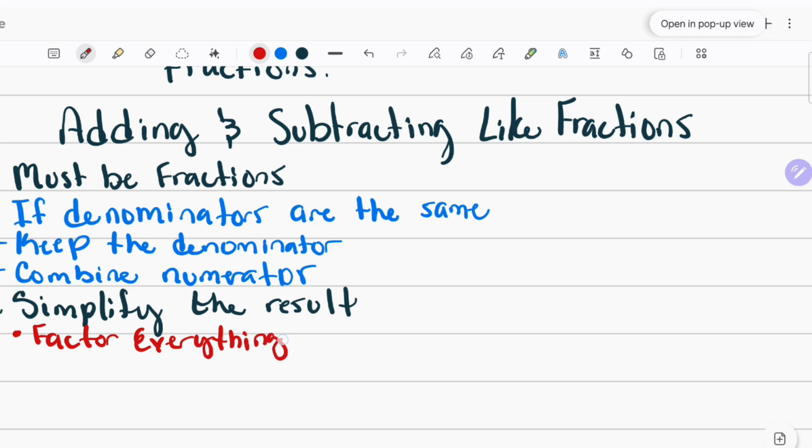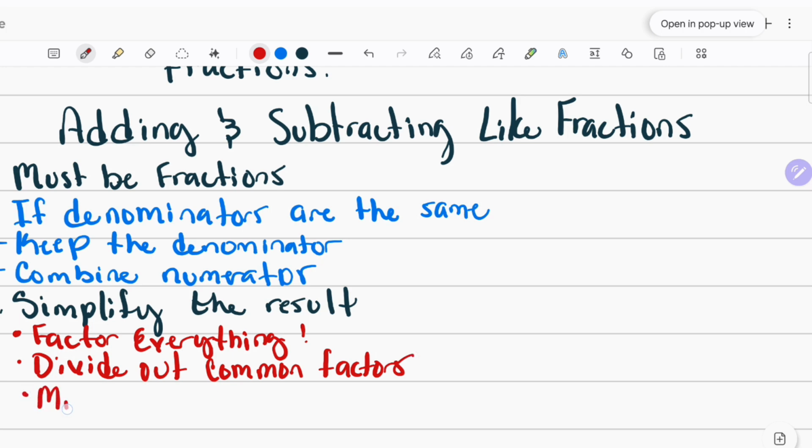Everything. Factor everything. Divide out what? Divide out the common factors. And the last thing, multiply the what? Multiply the leftovers.